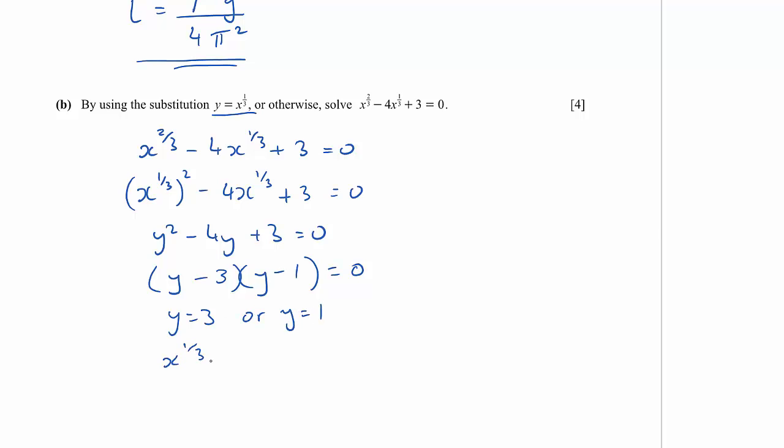So x to the 1/3 equals 3, or x to the 1/3 equals 1, which means that x must be 27, just cube both sides, or x equals 1.